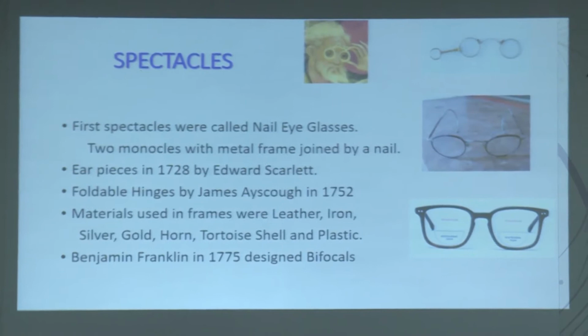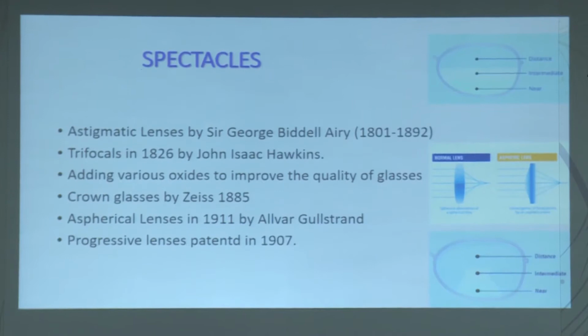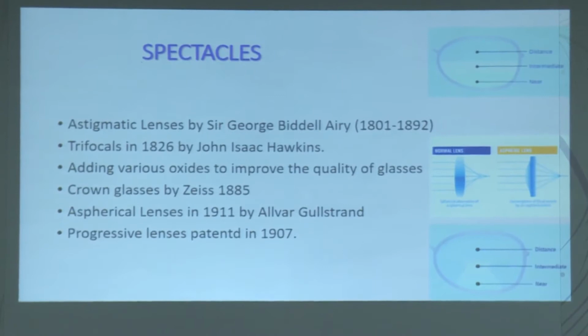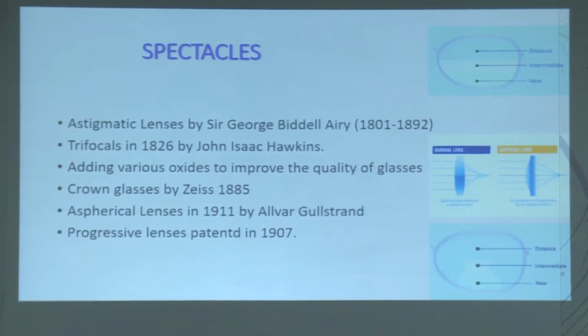Astigmatic lenses by Sir George Biddell Airy. Trifocals were invented in 1826 by John Isaac Hawkins. Various oxides were added to improve the quality of glasses. Crown glasses were discovered by Zeiss in 1885. Aspheric lenses in 1911 by Alvar Gullstrand. The progressive lens was patented in 1907.